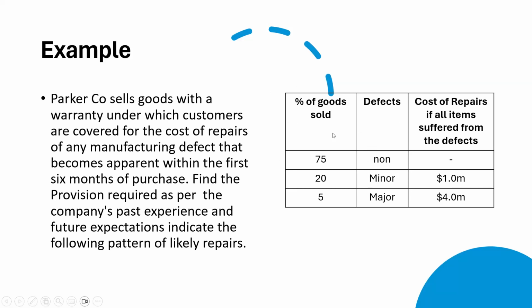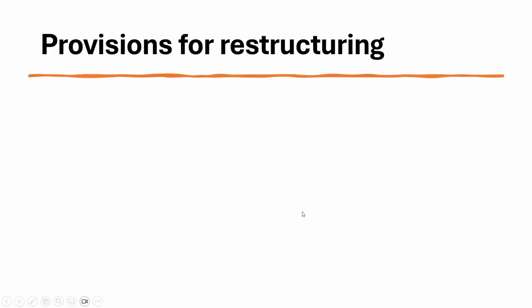So what you're going to do, given a question like this in an exam, you simply say 75% of 0 plus 20% of 1 million plus 5% of 4 million. The result that you find should be your provision. So get your calculator and calculate what will be the answer. It's for your assignment.